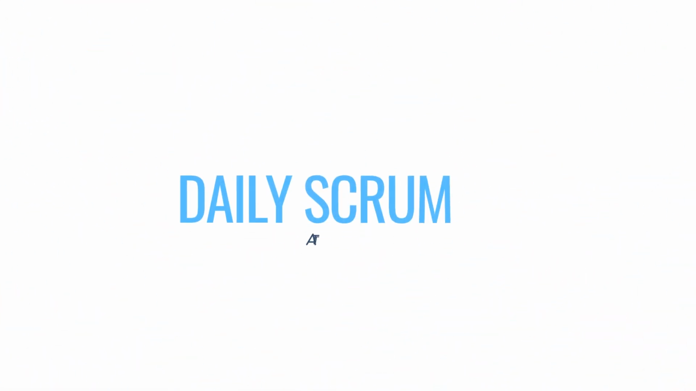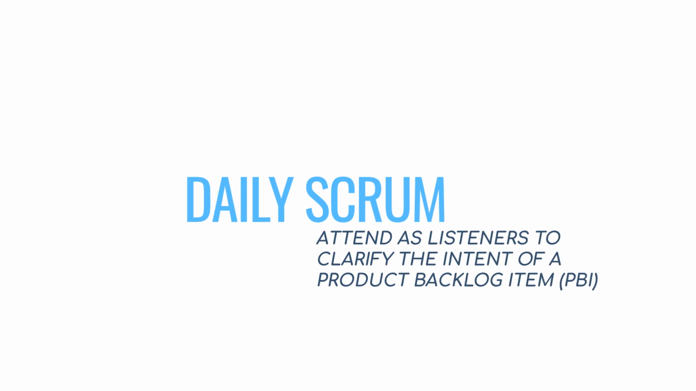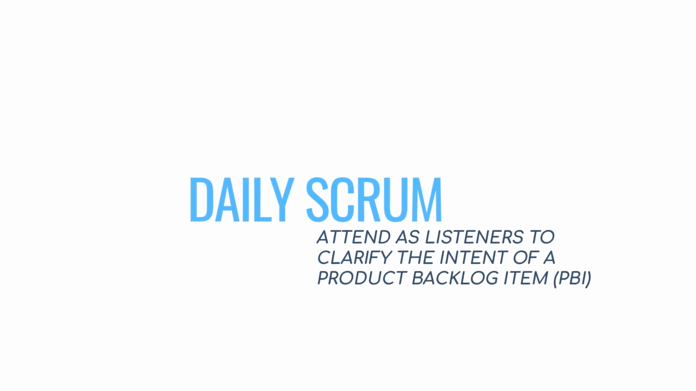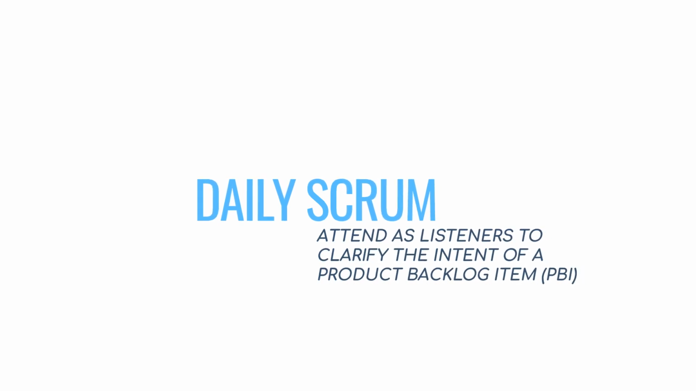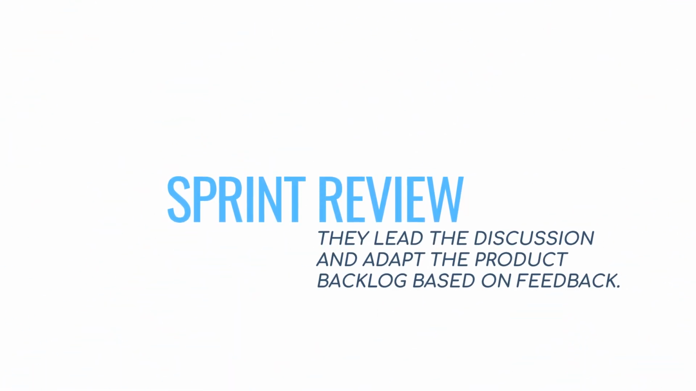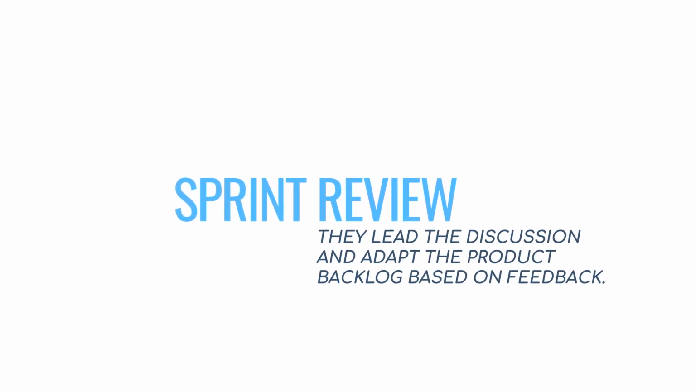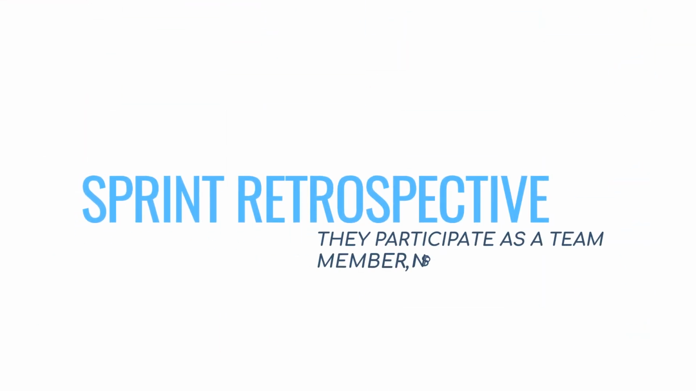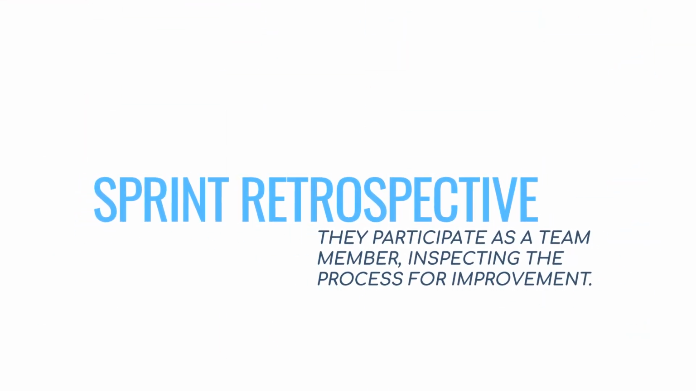Daily Scrum. The product owner is not required to attend. If they do attend, they do so as listeners and are available only to clarify the intent of a product backlog item, PBI, if specifically asked by the developers. Sprint review. This is their biggest event. They lead the discussion on progress, market changes, and most critically, adapt the product backlog based on feedback. Sprint retrospective. They participate as a team member, inspecting the process for improvement.